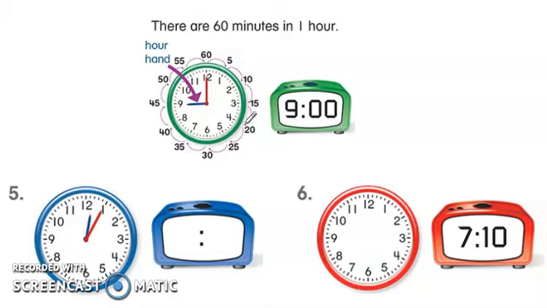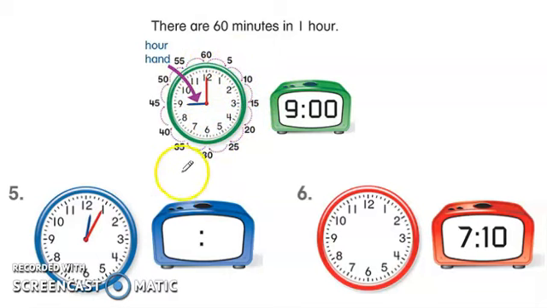Then 15, 20, 25, 30, 35, 40, 45, 50, 55, 60. When we get to 60, we don't say, oh, it's 60. We say, like in this case, we would say it's 9 o'clock. So whenever the long hand, which is the minute hand, gets to the 12, it's o'clock. So if the short hand was in the 6 and the long hand was in the 12, it would be 6 o'clock. So that's something you will get used to as time progresses.